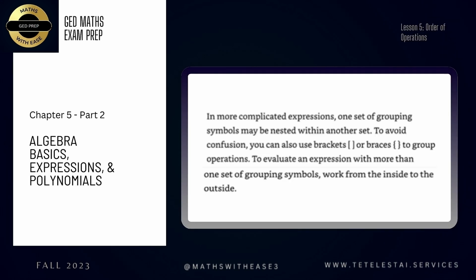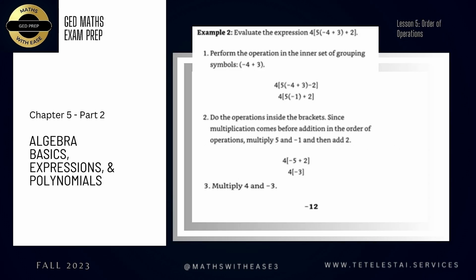So to evaluate an expression with more than one set of grouping symbols, you want to work from inside out, and we'll see an example of this in the next slide. So in this example, we're asked to evaluate the expression 4 multiplied by open brackets 5, open parentheses, -4 plus 3, close parentheses, plus 2, close brackets.